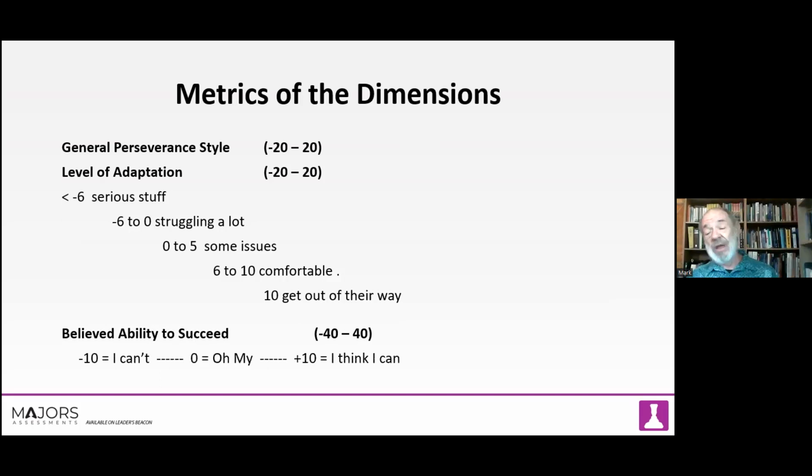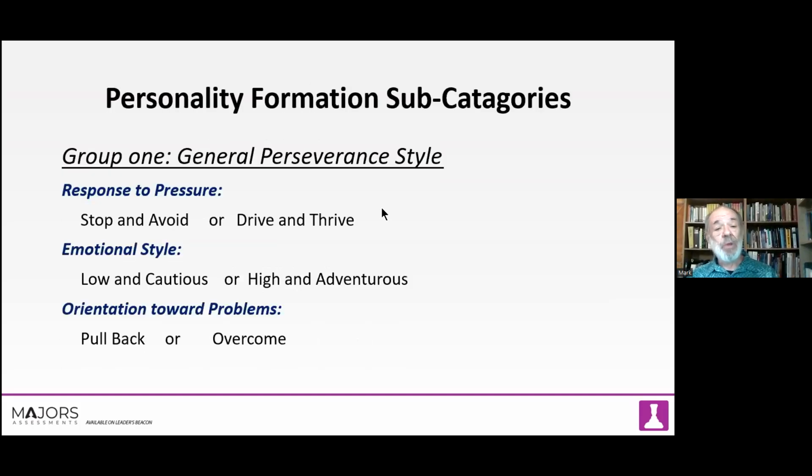It tells us the self-efficacy of the person to succeed in what they're trying to do, typically in an occupational place or relationships or something. So the subcategories for perseverance are response to pressure, which I mentioned before, emotional style, and orientation toward the problem. Now, response to pressure is stop and avoid, drive and thrive. Neither one's bad.